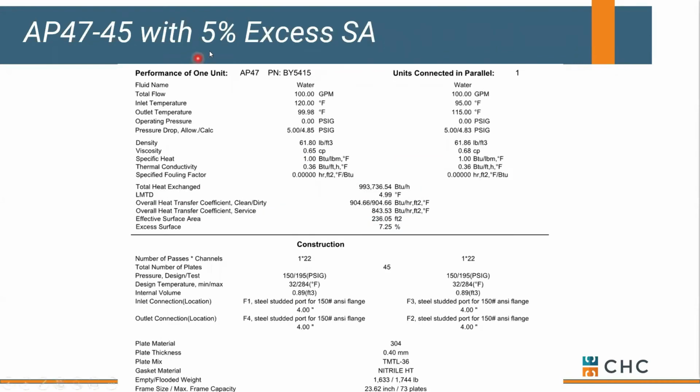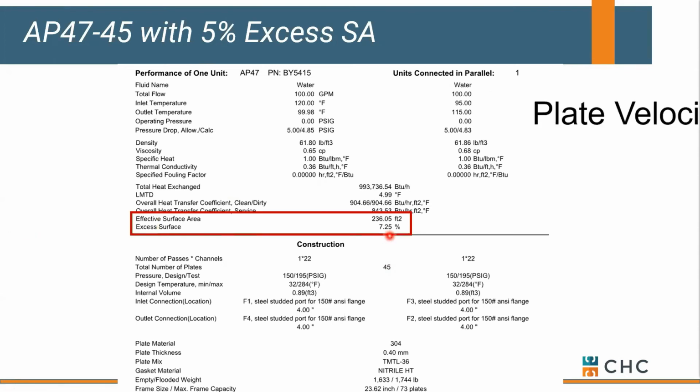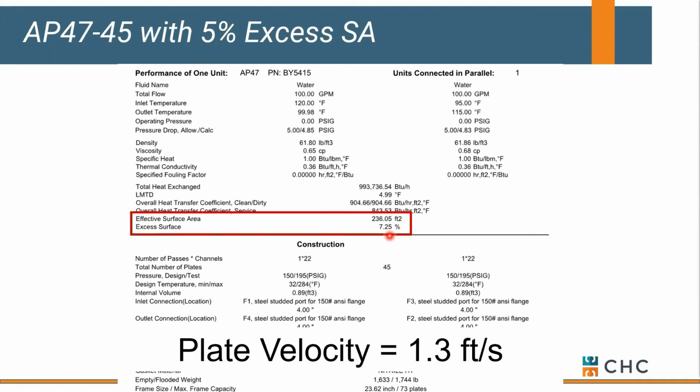Another way to do it is with software, you can add 5 to 10% excess surface area to your plate count. I think in our case, we went from 41 to 45 plates, a total here of 7% excess surface area, and yet our plate velocity stays high. Okay, that's a good thing. So watch out for fouling factor on a plate and frame. It can get you into a bit of trouble if you're not careful with it.